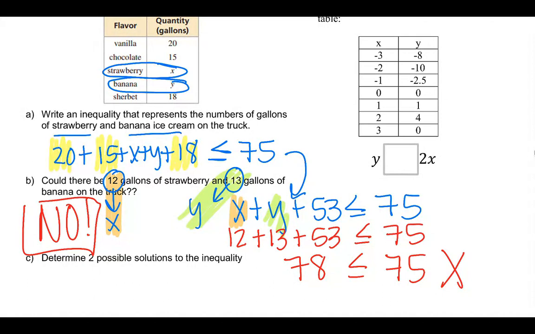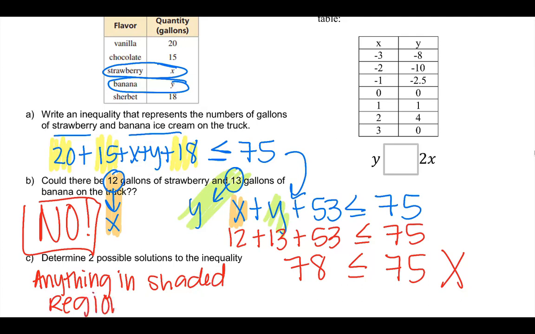Okay, determine two possible solutions to the inequality. And this one would be anything in the shaded region, or on the line because it's a solid line. Any of those would be solutions.